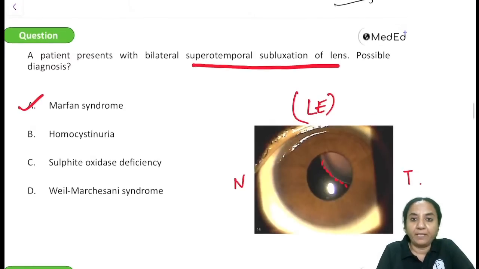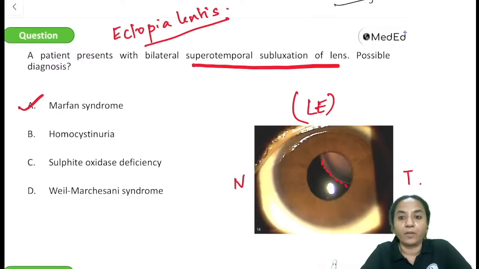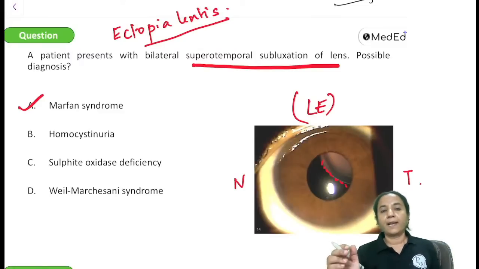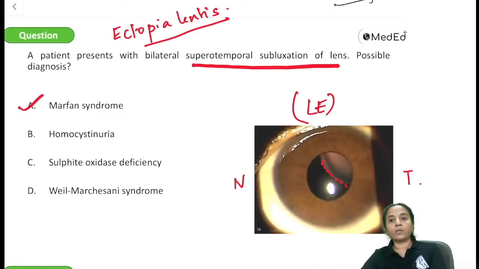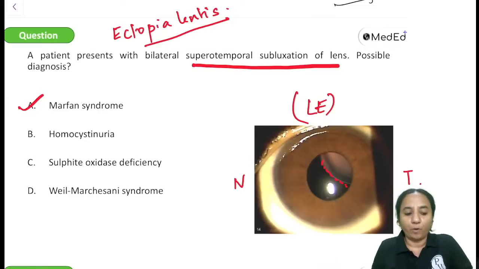And this Marfan, this is the most common cause of ectopia lentis. Ectopia lentis का मतलब है abnormal lens position since birth. So abnormal lens position since birth or ectopia lentis, the most common cause of ectopia lentis is Marfan, and the position of the lens in Marfan is superotemporal.